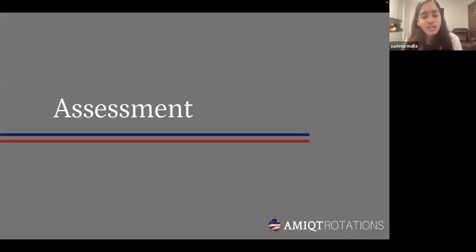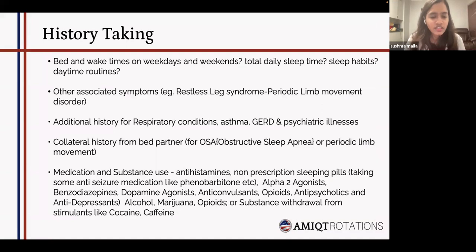So now that we have learned about all the causes, now coming to the assessment. History. History is one of the most important things in excessive daytime sleepiness assessment. We start with the most basic things, like what time they go to bed, when they wake up, in weekdays, weekends, and we will know if the person is just not getting enough sleep, and if they're choosing not to sleep enough, and that is why they are having it. Or total daily sleep time and sleep habits.